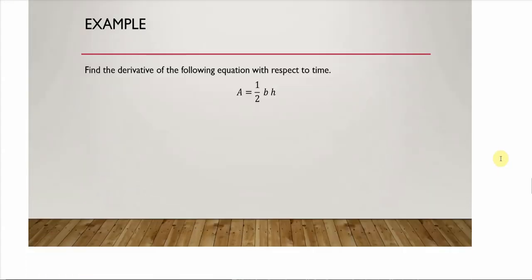All right, let's try one more. We're going to take the derivative of this with respect to time. I'm sorry about that. The derivative of a is going to be dA/dt. And here, I'm multiplying them. And remember what we said, whenever we're multiplying two variables, we have to do the product rule.